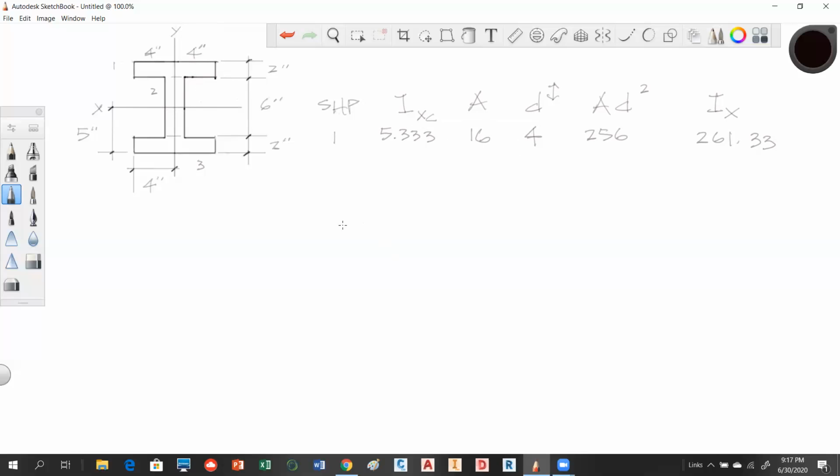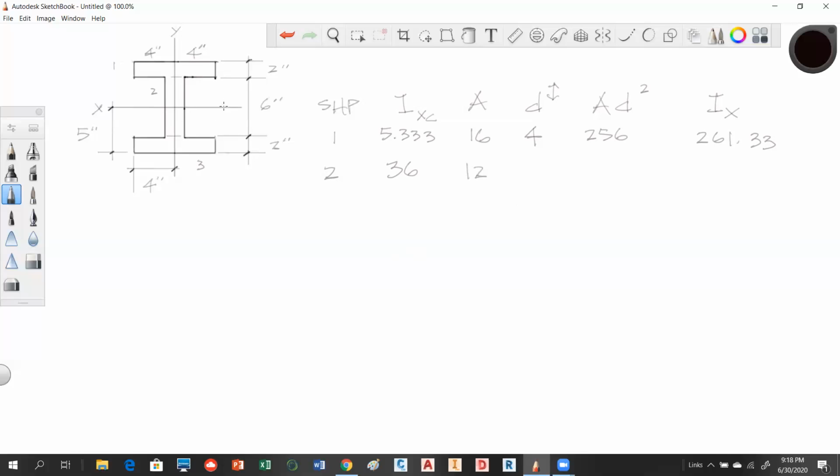Let's look at shape 2. So again, we've got a rectangle. So it's 1/12 the base times the height cubed. So we've got 2 times the height cubed, which is 6, divided by 12, and that gives us 36. So that actually is bringing a bit of resistance to bending at that point. So that's a lot higher than that. If we look at the area, it's going to be 2 times 6, so that gives us an area of 12.